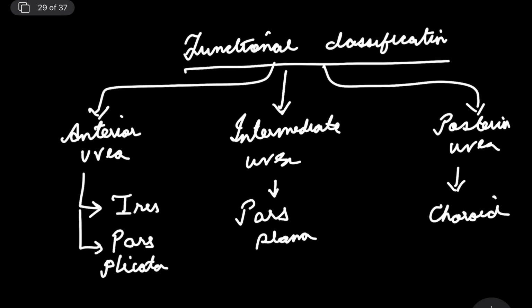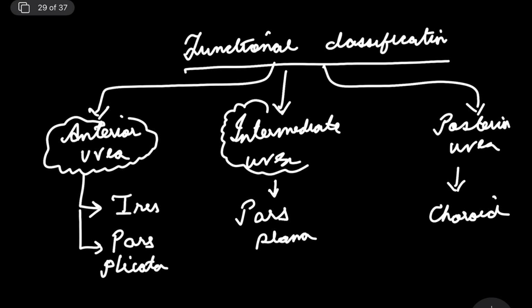Now, why is it important to know the functional classification of the middle layer of the eye? It's very simple. The reason is that the most important pathology of the middle layer of the eye is uveitis. Just like the most important pathology of the sclera was scleritis, episcleritis, so basically inflammation of the sclera layers, uvea's inflammation is the most important pathology of uvea, and that is known as uveitis. And uveitis is very, very important. We will have multiple videos on just uveitis itself later. So when we will be talking about uveitis, we will talk about anterior uveitis, intermediate uveitis, and posterior uveitis.